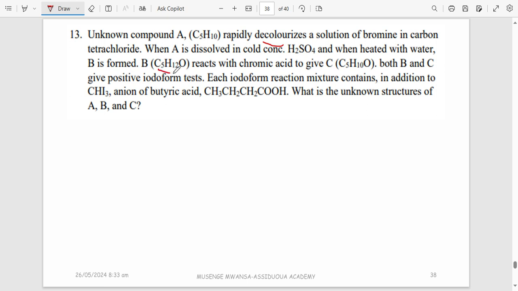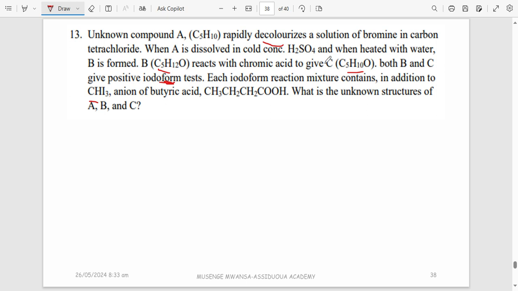You can see the formula for B. And B will react with chromic acid to give C. Both B and C give a positive iodoform test. What does that statement mean? Methyl group at the end, all right? And each iodoform reaction mixture contains, in addition to CHI3, an ion of butyric acid. What are the unknown structures of A, B, and C?